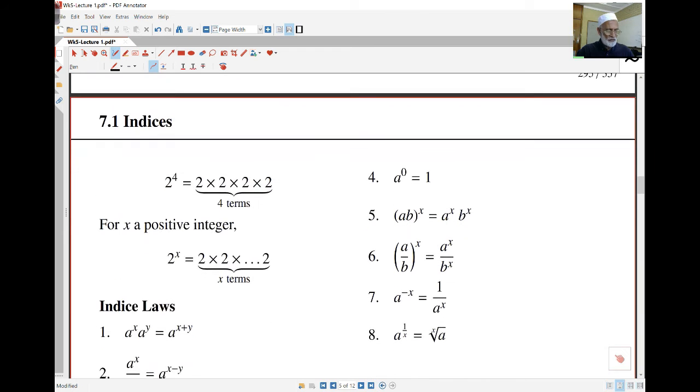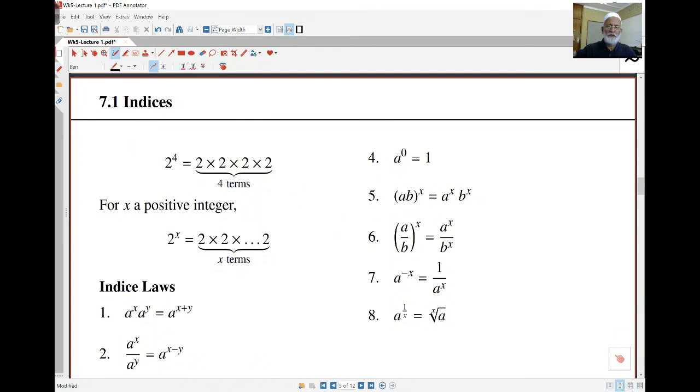So indice laws. The notation we use here essentially is, if I'm multiplying something by itself, then I write that as a power as we have over here. So 2 to the 4 essentially means I multiply 2 by itself 4 times. And for any positive integer x, 2 to the x means I multiply 2 by itself x times. So that's basically all that's happening with indices.